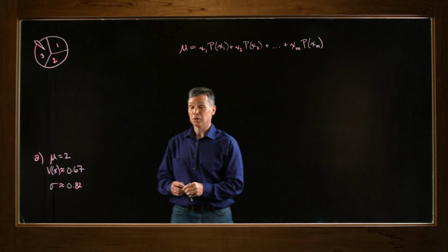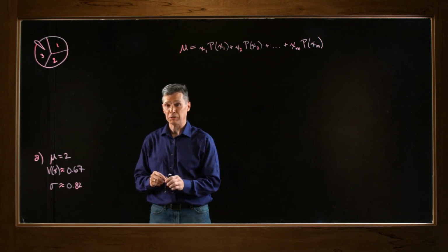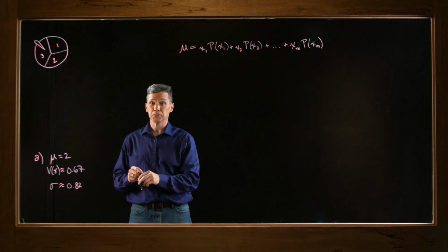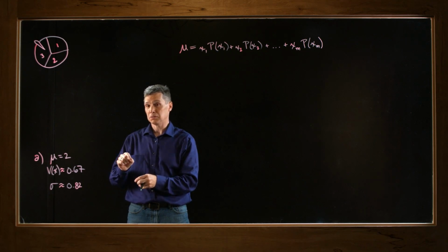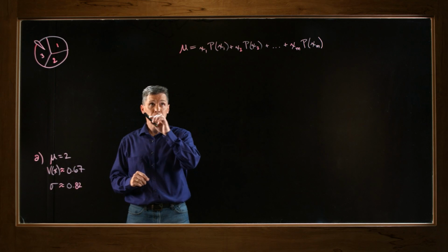Okay, so for the second part of the problem, we have the same situation. We have the spinner, but the variable now has been defined as spinning it twice and adding up the results. So spin it once and get a 1, spin it a second time, get a 2. The result would be 3. So that's our variable, and I have to keep that in mind as I now try to answer the question.